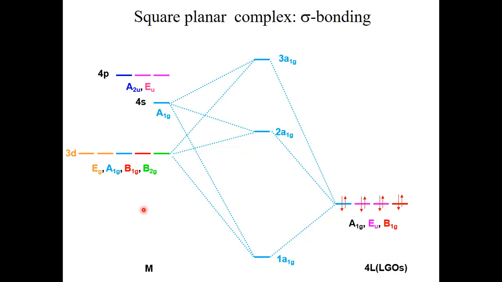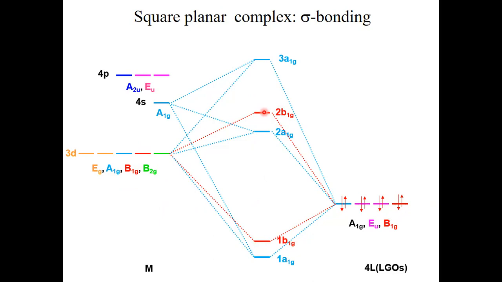Okay, what is the next step? The next step would be to go to the next symmetry type. For instance, we could choose the B1g symmetry type. So we have one d orbital of that symmetry type and one ligand group orbital of that symmetry type. That gives one bonding molecular orbital and one antibonding molecular orbital.